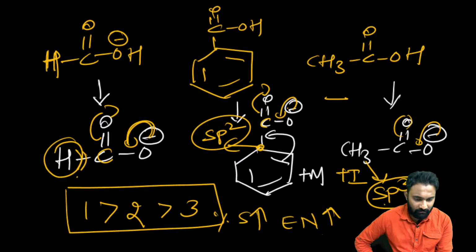Now the order will be 1 greater than 2 greater than 3. Now we know the ortho substituted benzoic acid will be the more acidic, that we know.